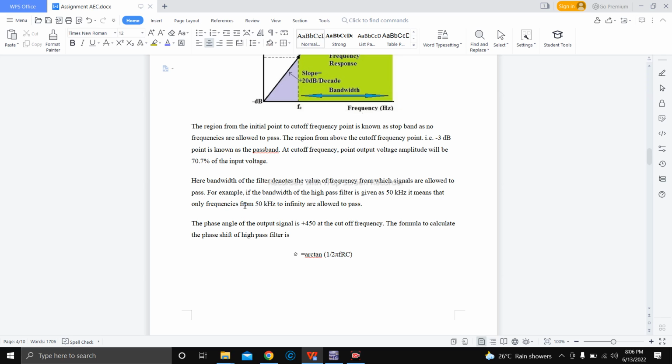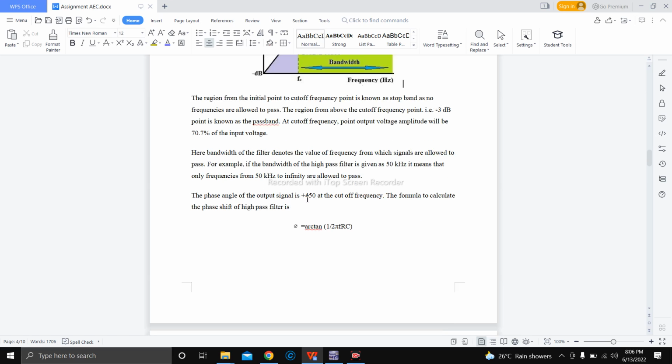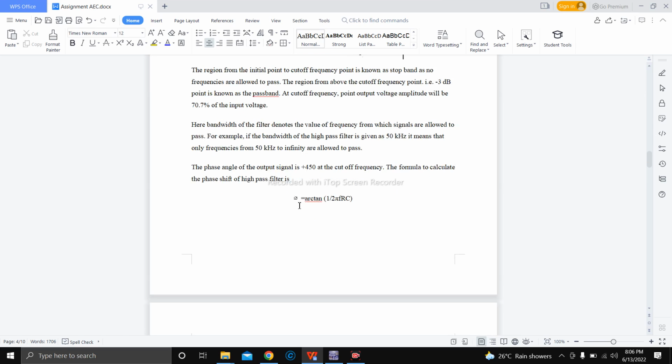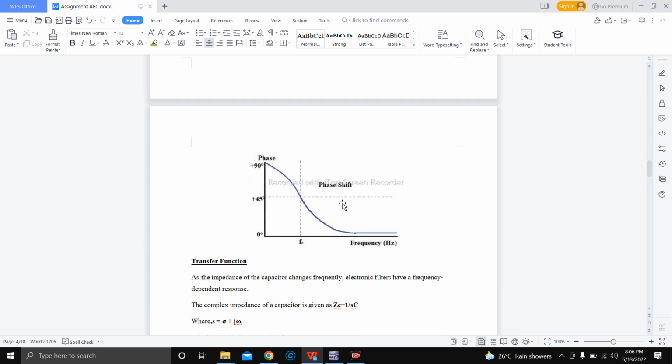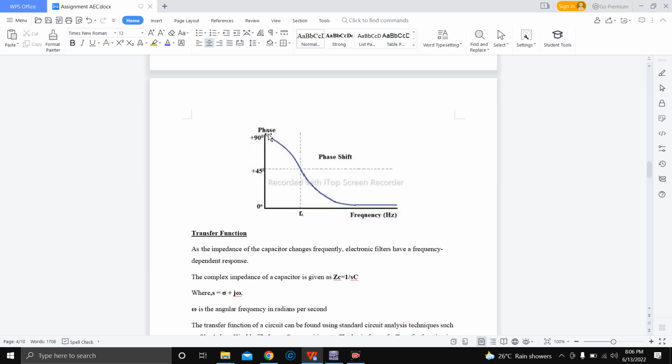Here, the bandwidth of the filter denotes the value of frequency from which signals are allowed to pass. For example, if the bandwidth of the high-pass filter is given as 50 kHz, it means that only frequencies from 50 kHz to infinity are allowed to pass. The phase angle of the output signal is positive 45 degrees at the cut-off frequency. The formula to calculate the phase shift of the high-pass filter is phi = arctan(1/(2πfRC)). So this is the graph of the phase of the high-pass filter.